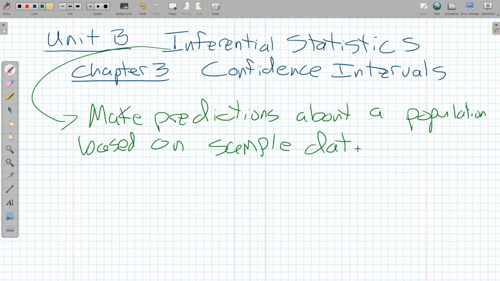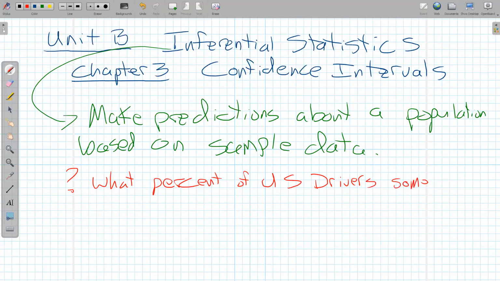Generally, those predictions are based on some question that we're trying to answer. Like I might want to know, question, what percent of US drivers sometimes text while driving?